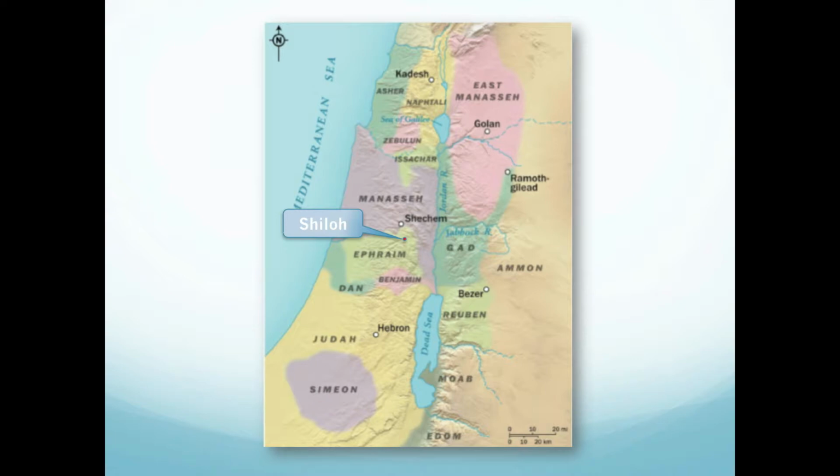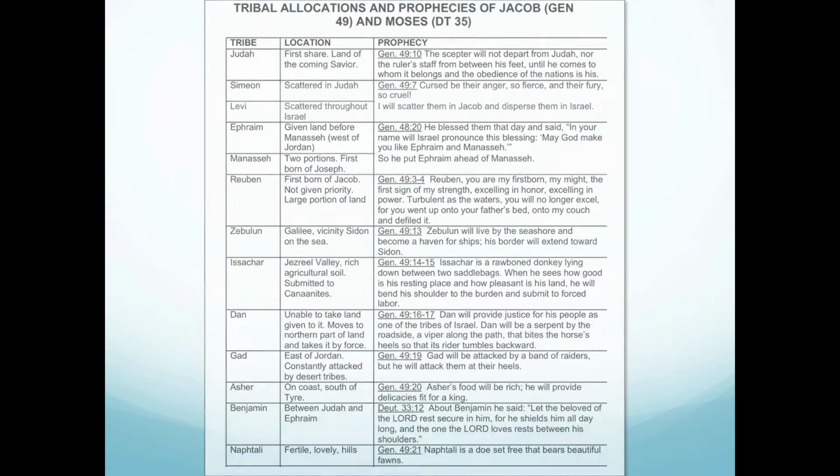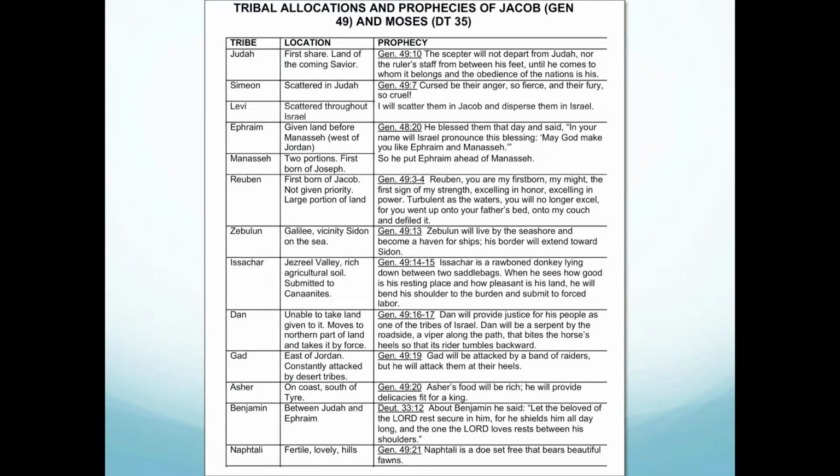The cities that were in Benjamin were also noted, and you should recognize in verse 28 that Jebus, also known as Jerusalem, was listed as being in Benjamin. Return now to the PowerPoint slide of Jacob and Moses' prophecies and find Benjamin.